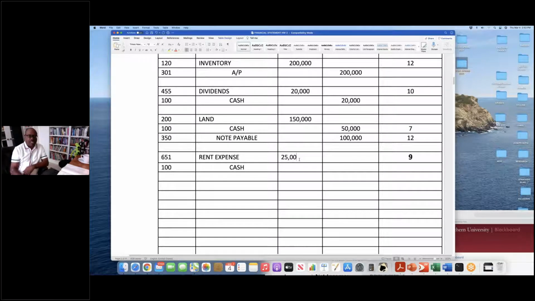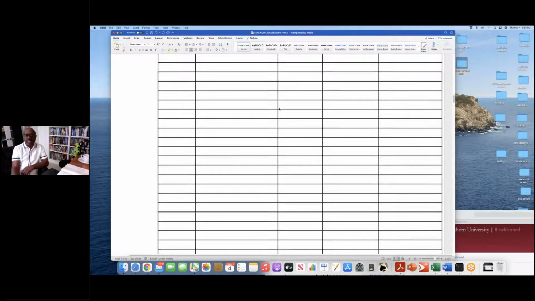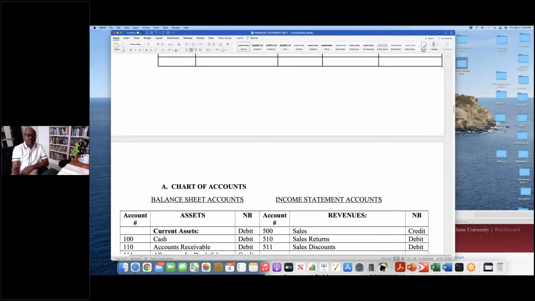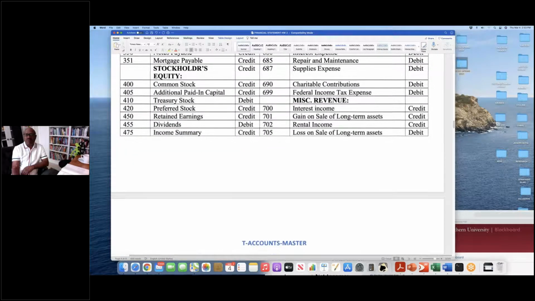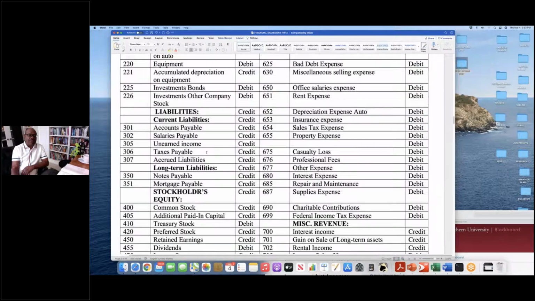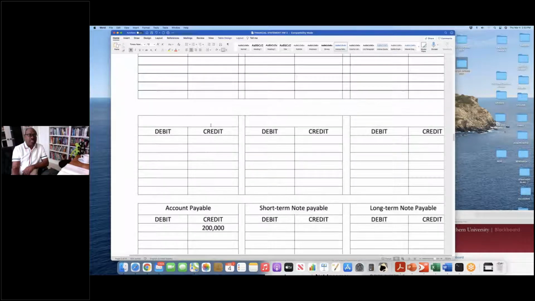So we'll post this, and then we're gonna come back to you, Dedrick, so you can post yours. So how you gonna post these? Where are you gonna post them at? So for cash, you post it on the debit side. I mean on the credit side, my bad. Okay, so cash on the credit side. Yeah, 25,000. All right.